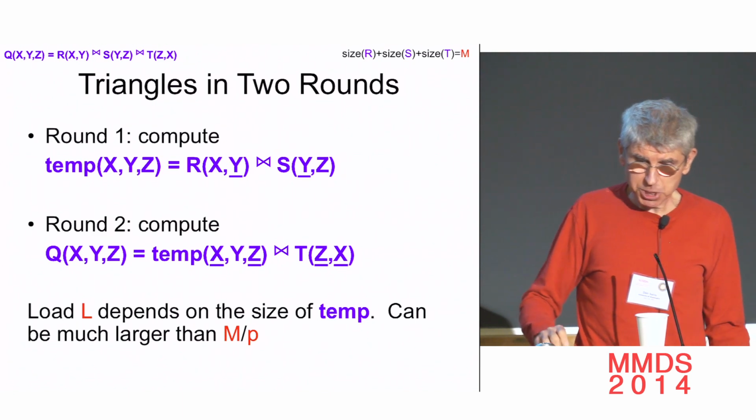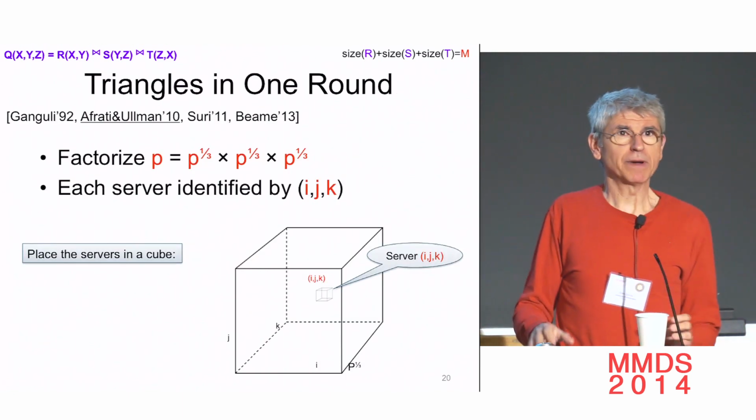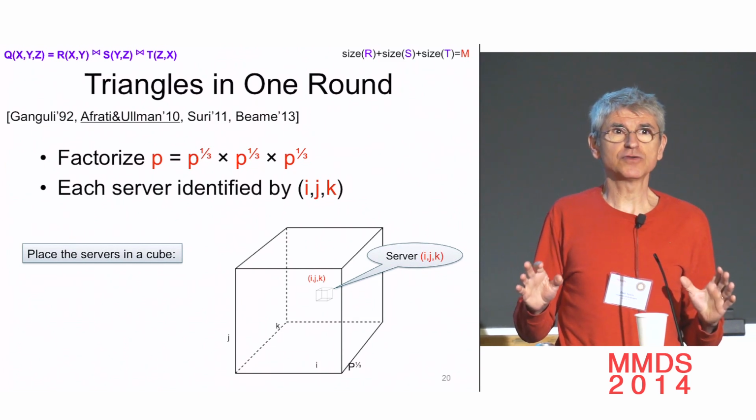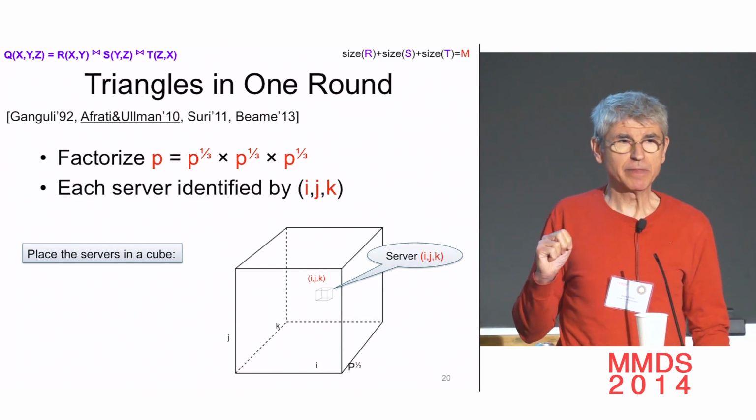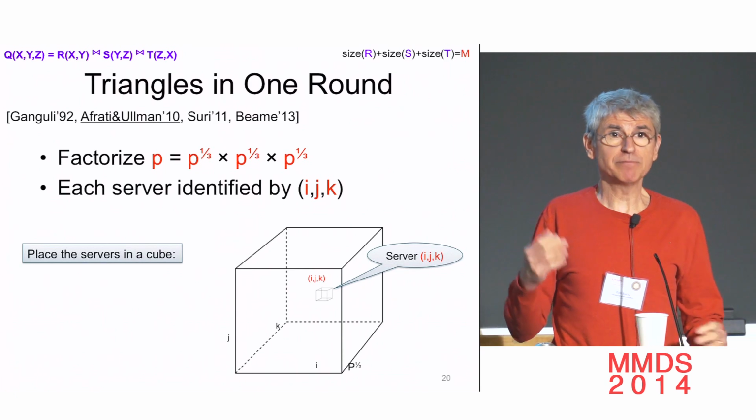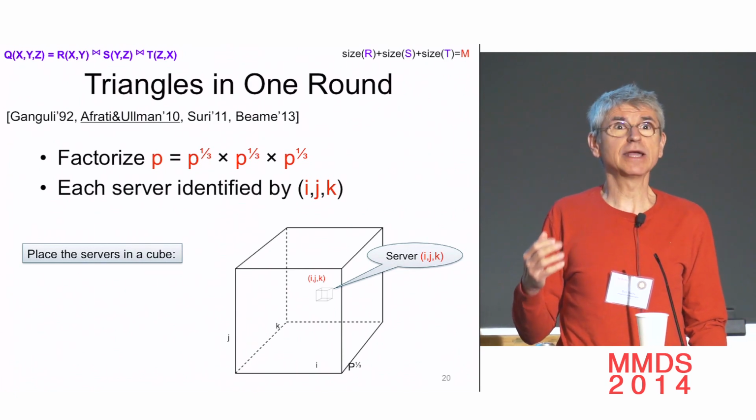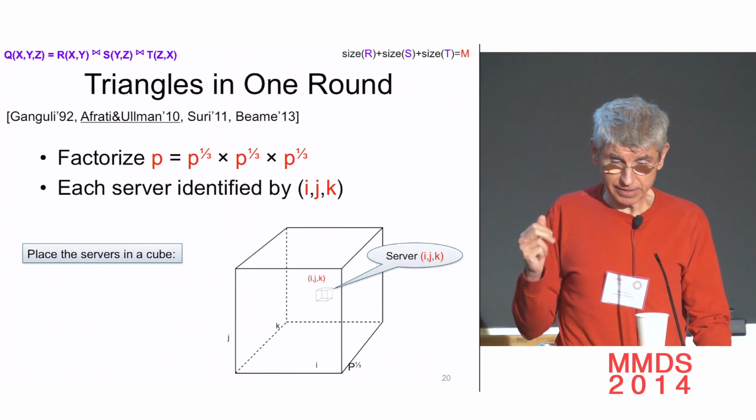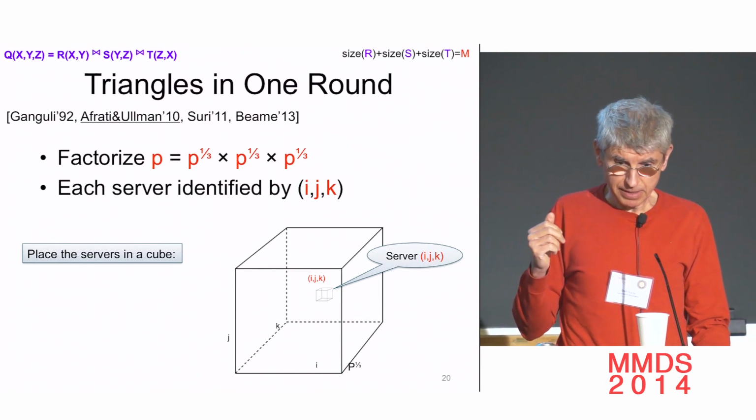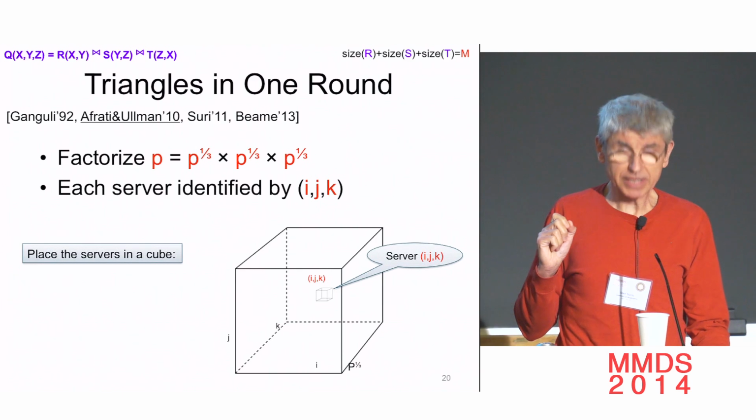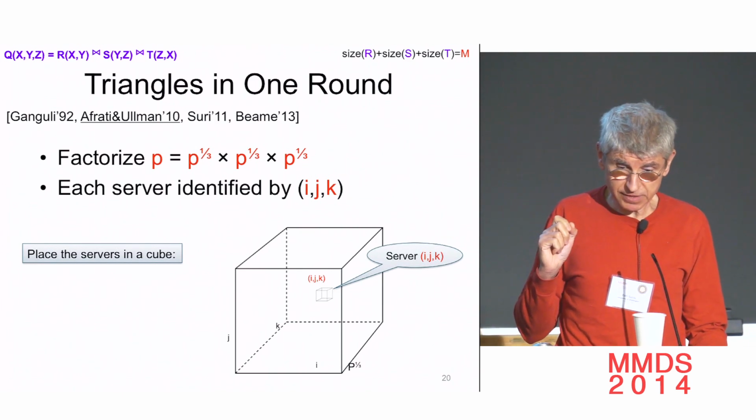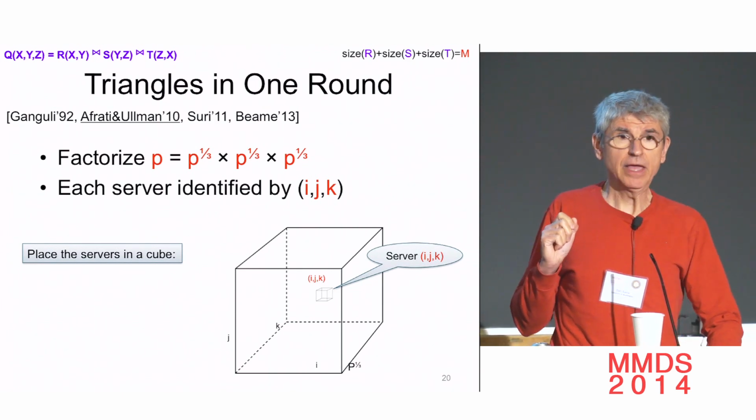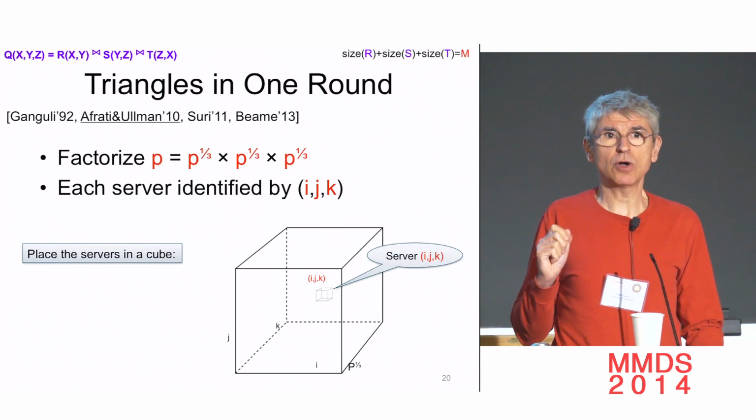Good. Let me show you now, and this is perhaps the most fun thing you should take out of this talk, this algorithm. It's a very smart algorithm for computing this query in a single round. And it was discovered by several people, but the best description is by Afrati and Ullman from 2010, EDBT 2010, who described it in the context of MapReduce.